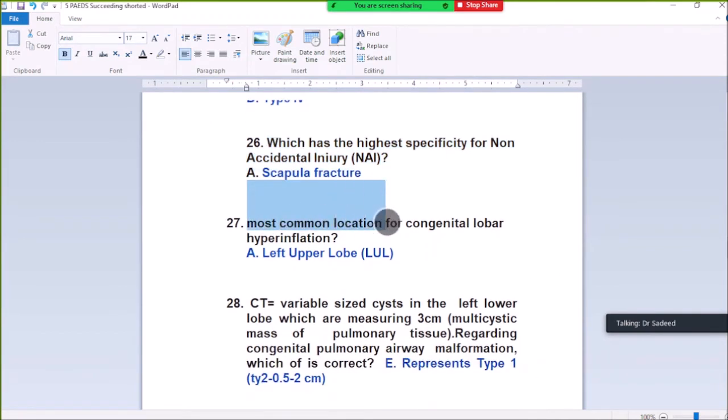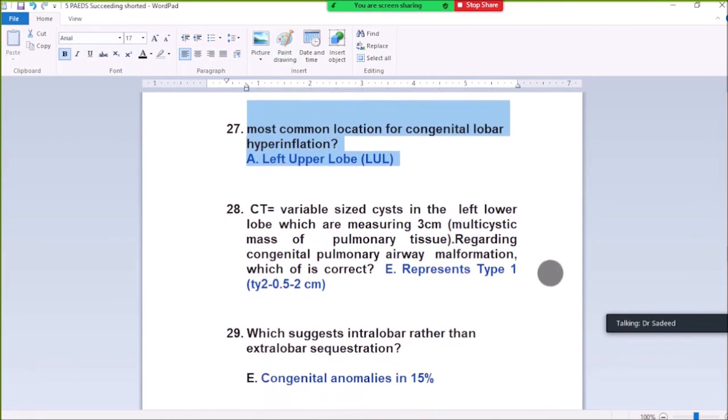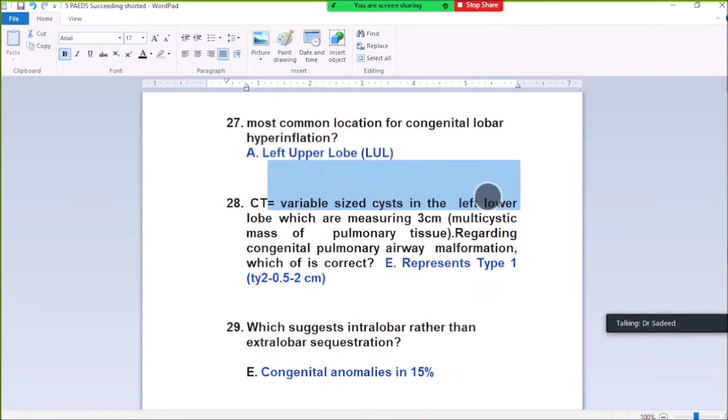Question 27. The most common location for congenital lobar hyperinflation is the left upper lobe. This is seen in congenital lobar emphysema. Question 28. A series of variably sized cysts in the left lower lobe, measuring up to 3 cm, a multicystic mass of pulmonary tissue. Regarding congenital pulmonary airway malformation, the correct answer represents type 1, because the cysts are up to 3 cm.